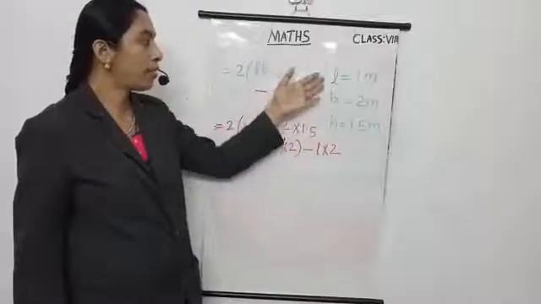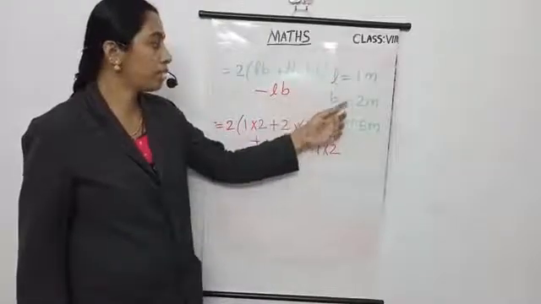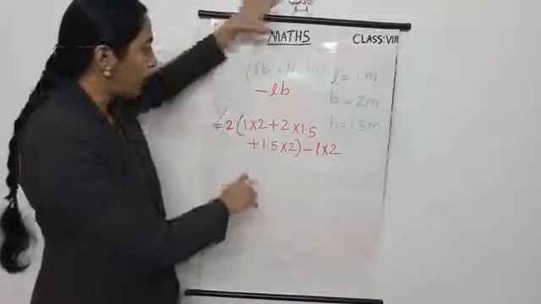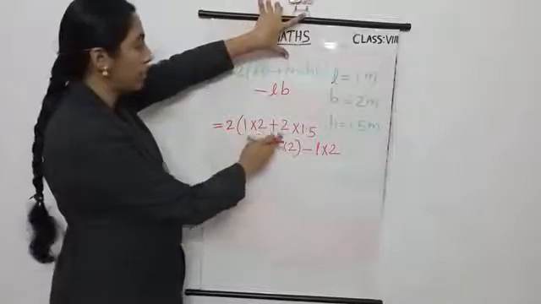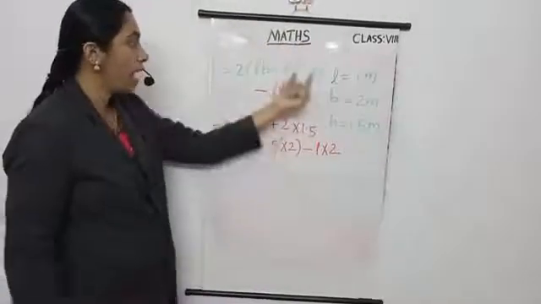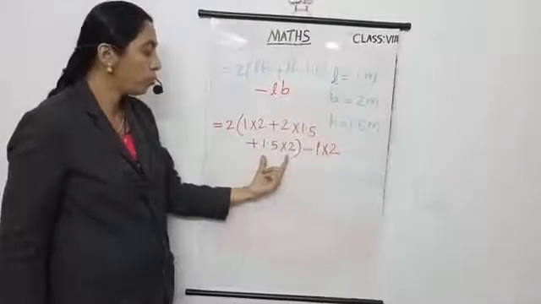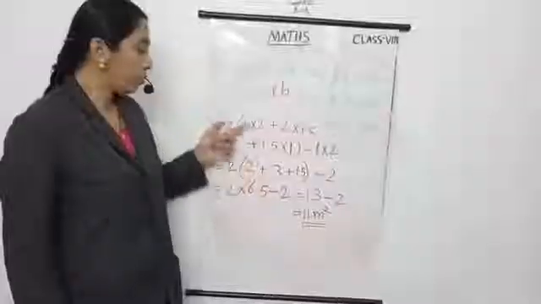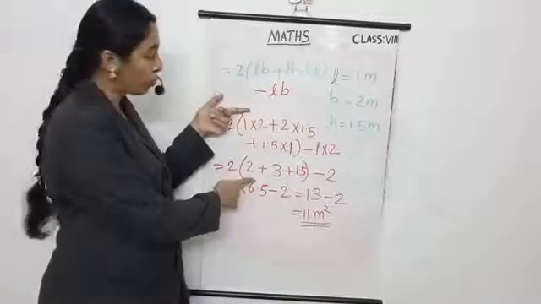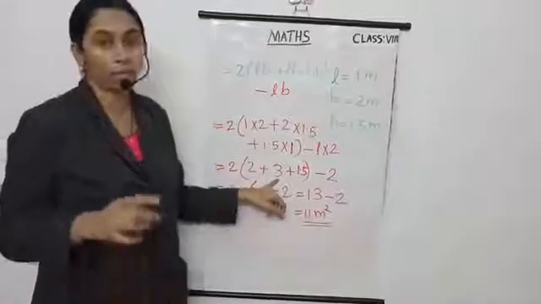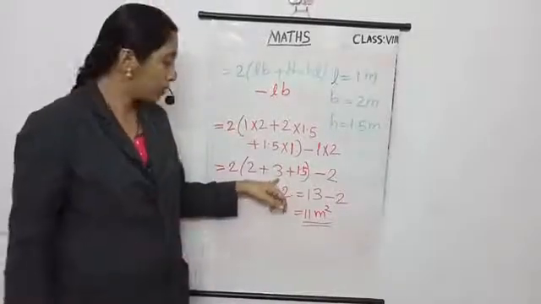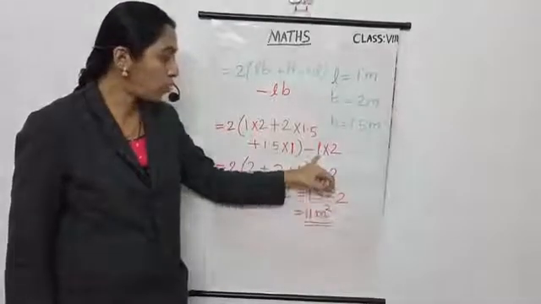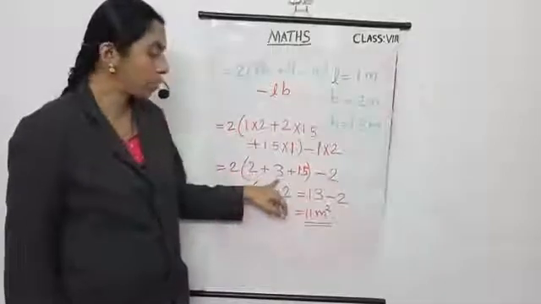So substitute the given values. Length 1 meter, breadth 2 meter and height 1.5 meter. So substitute 2 into L into B, 1 into 2, plus BH, 2 into 1.5, and HL, 1.5 into 1, minus LB, length into breadth, that is 1 into 2. So 2 into 1 into 2, 2, plus 2 into 1.5, 3. Then 1.5 into 1, 1.5, minus 1 into 2, 2. Then add 2 plus 3, 5.